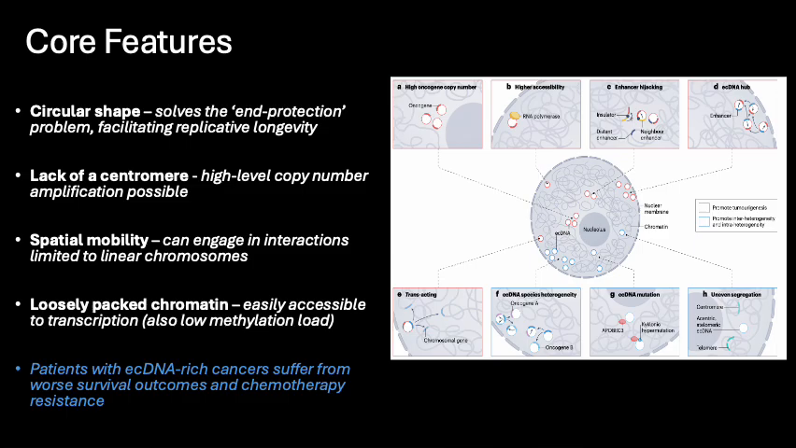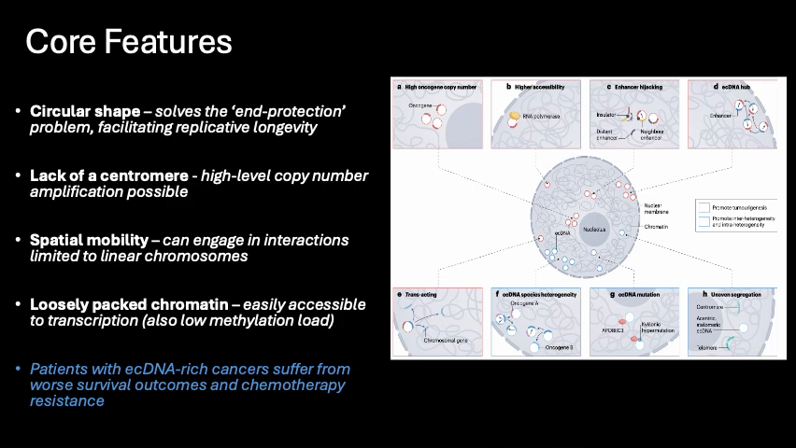So what are some core features of ecDNA? Well, the first is that they have a circular shape, and a circular shape allows them to be insulated from the end protection problem. The end protection problem is shared by all linear chromosomes. It's that DNA polymerase cannot faithfully replicate the ends of a linear chromosome with each cell division.